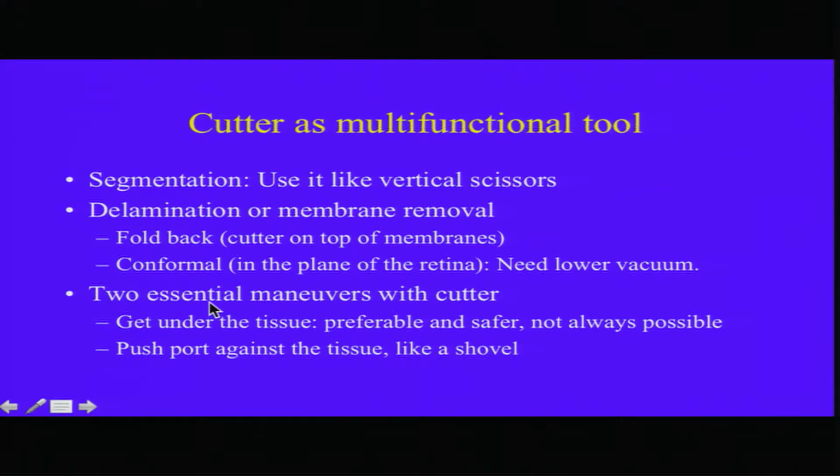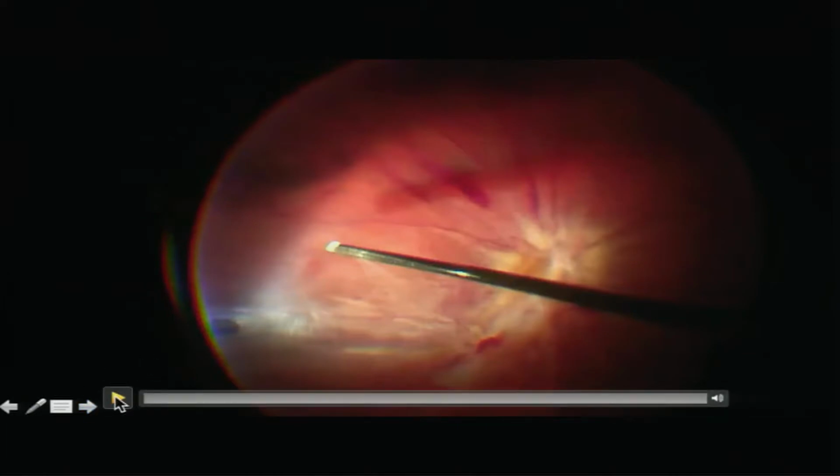One of them is if you can somehow get under the membrane. Just like imagine if you have an enemy or a political debate, you want to get under their skin. That's what you're trying to do, get under the tissue if you can. If not, you are going to use the cutter like a shovel, just to find space. And now let's see how it is done.